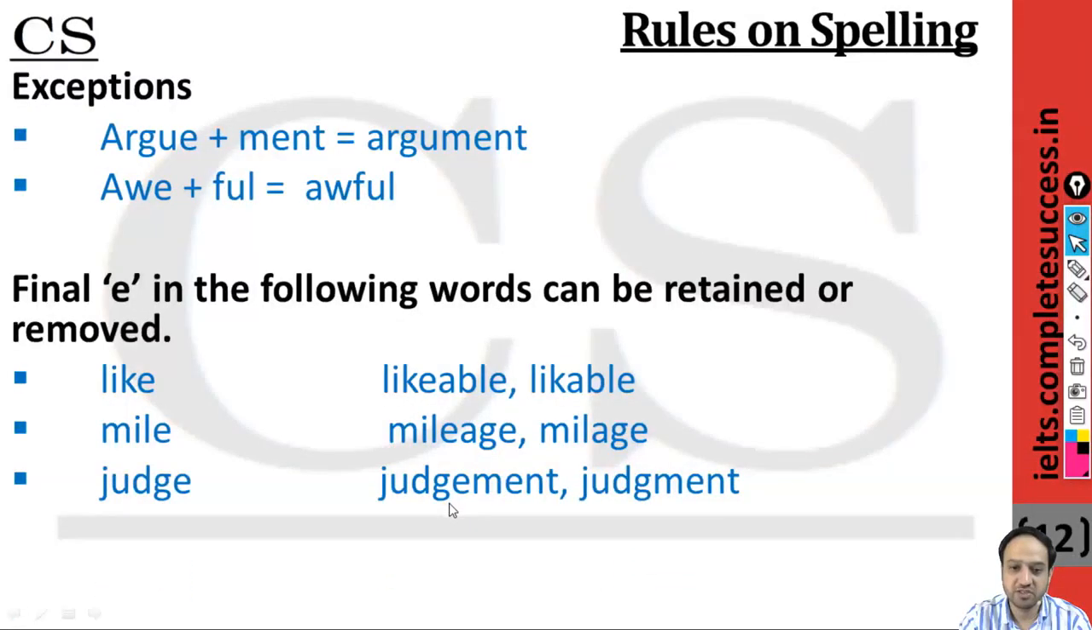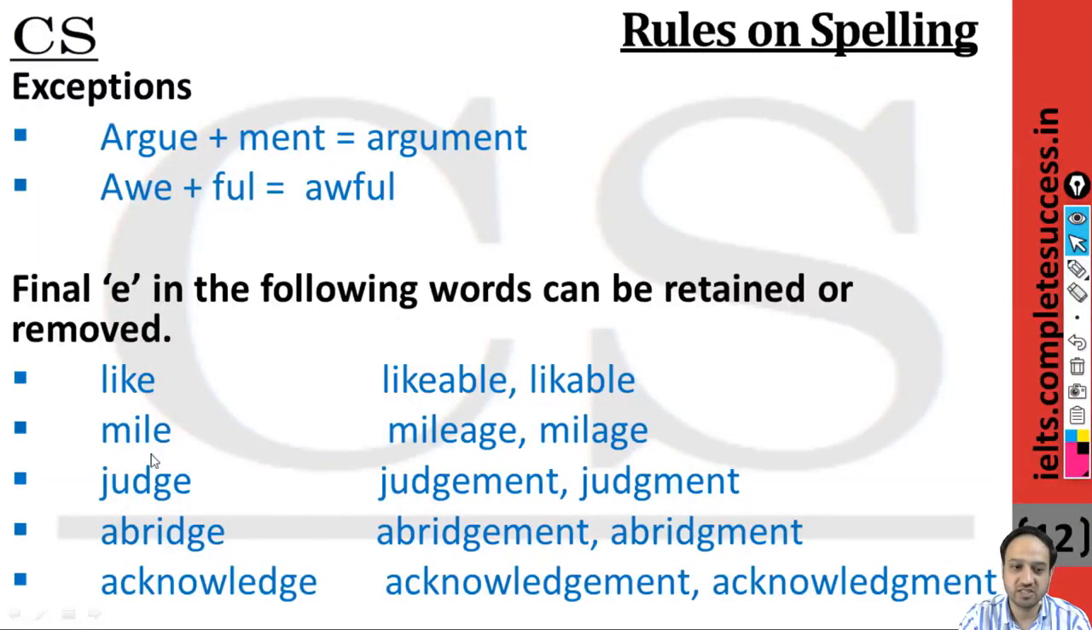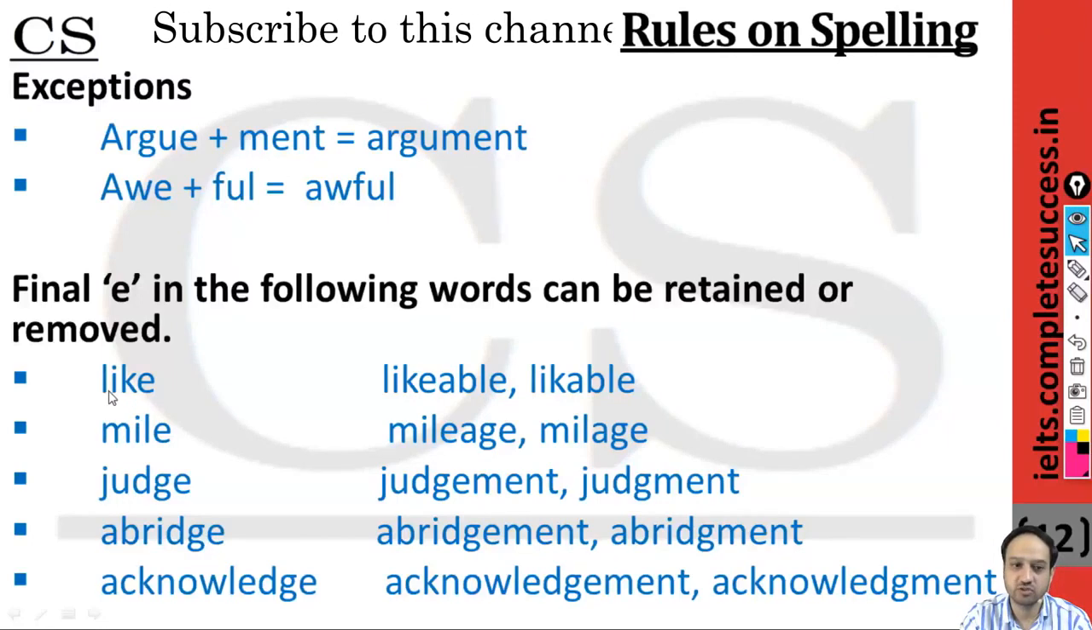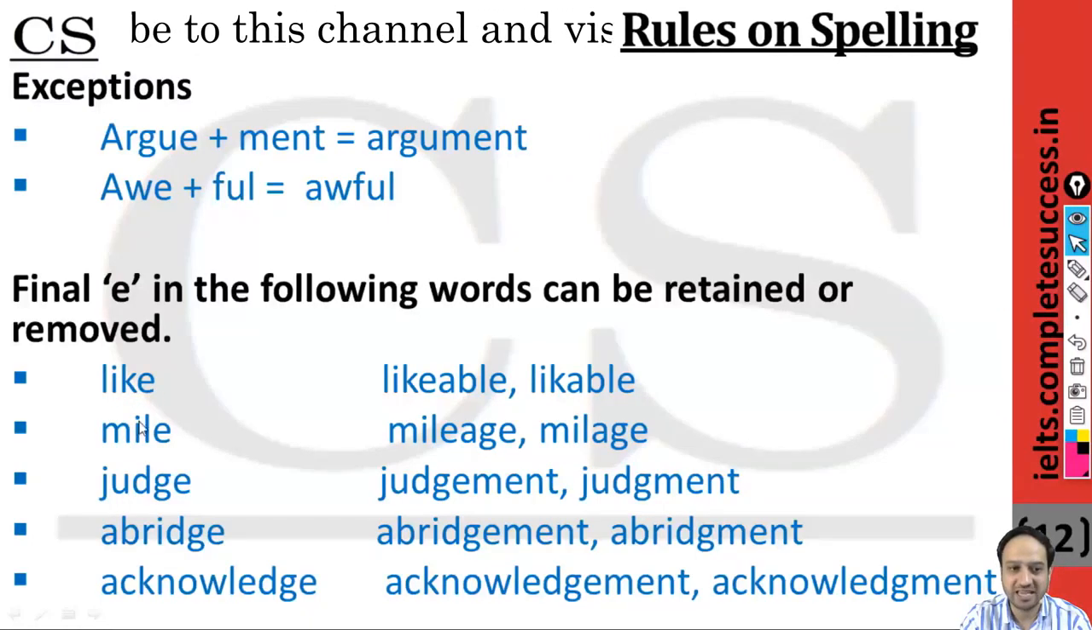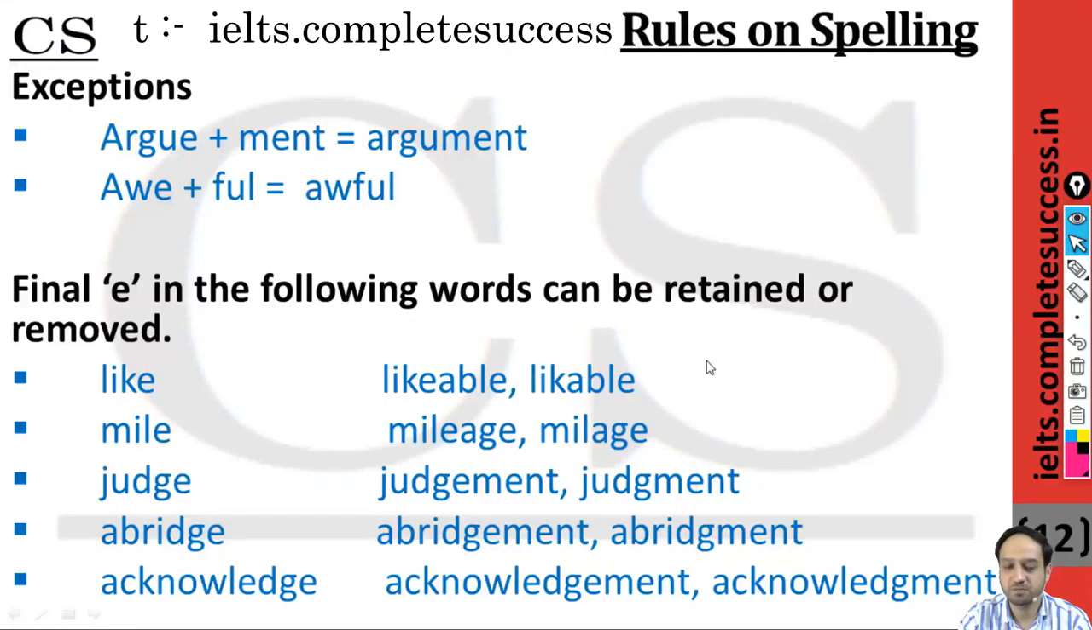So judgment, abridgment, and acknowledgment. You can see in all such cases when we add ment or able, it's your choice whether you want to keep the letter e or drop it. I suggest you remember these words: like, mile, judge, abridge, and acknowledge. So these are the rules.